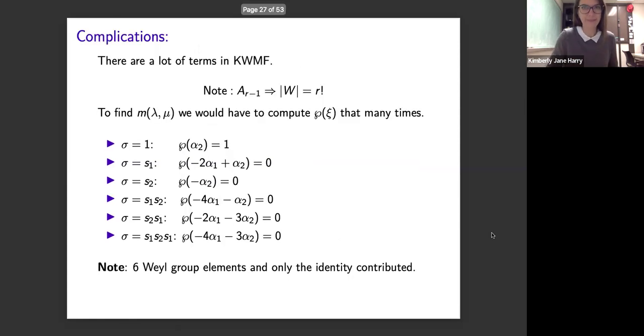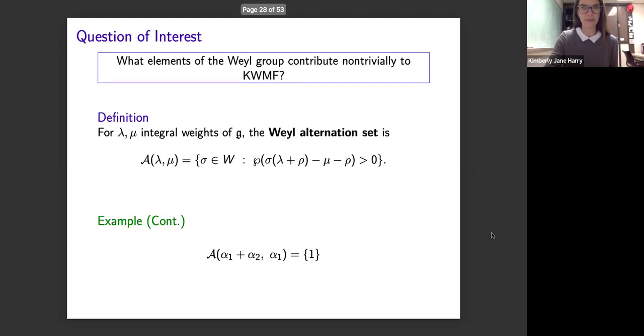Okay, so notice, like I pointed out in the last slide, only the identity contributes. And when we're looking at the constant weight multiplicity formula, we have to check all of the elements of the Weyl group, right? So that takes a lot, especially when we know the group here grows factorially. So we have to check all of those. And once we get past 2, it grows really fast. So we have this question of, well, what elements actually contribute non-trivially? So here we have this definition for the Weyl alternation set.